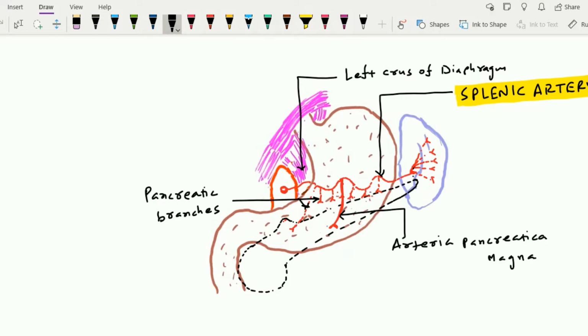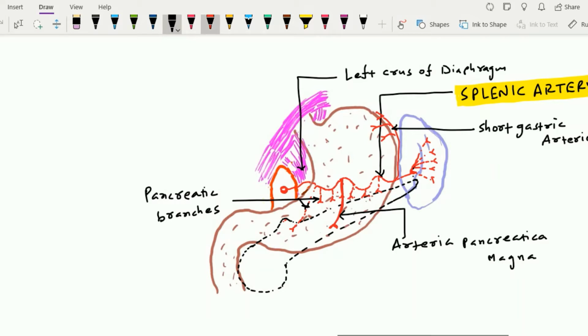At the terminal portion of this splenic artery, it provides a few short gastric branches which run along with the gastrosplenic ligament and reach the fundus of the stomach, and provide blood supply to the fundus of the stomach. And these short gastric arteries are 3 to 7 in number.